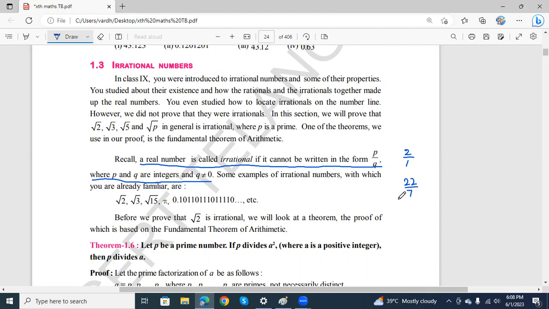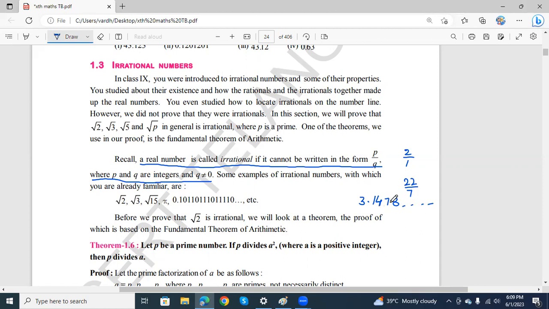Now, why is it an irrational number? You should not consider pi value here as 22 by 7. You have a decimal value 3.1478 something so on, which is non-terminating, non-recurring decimal. No numbers are repeating in this, and it is not at all terminating somewhere.